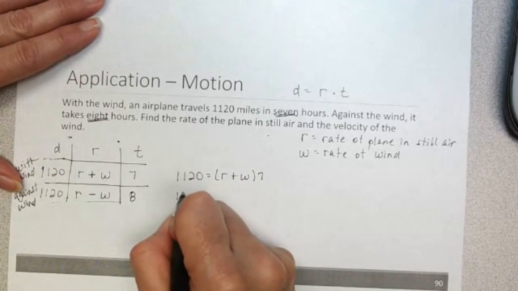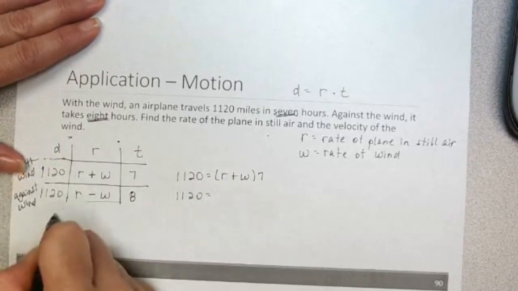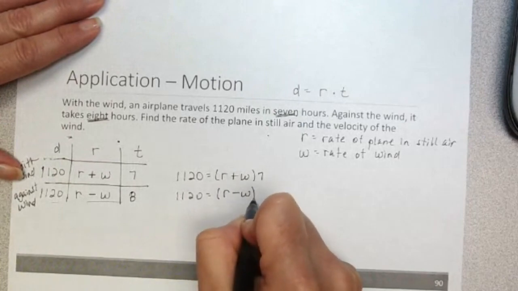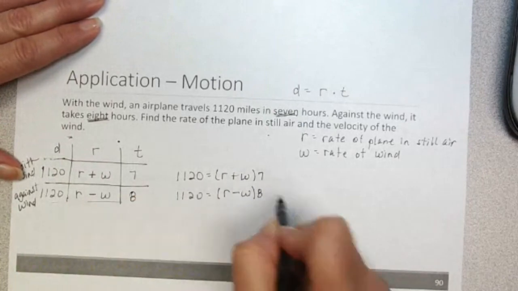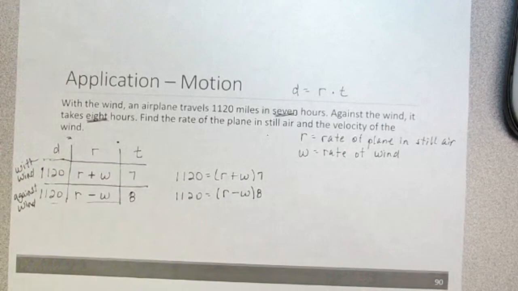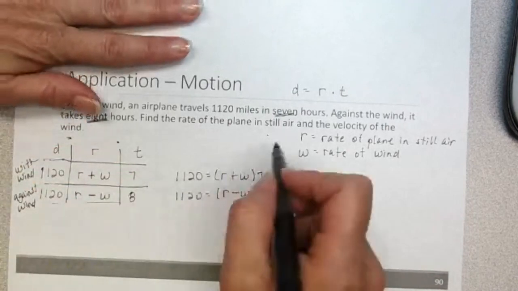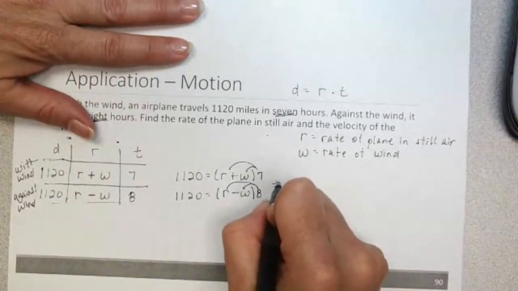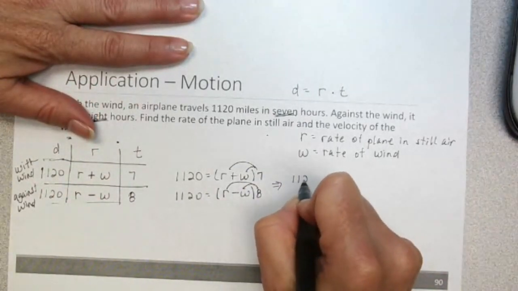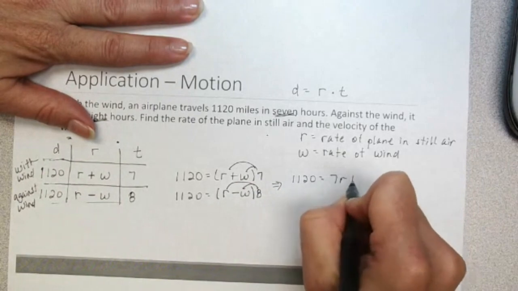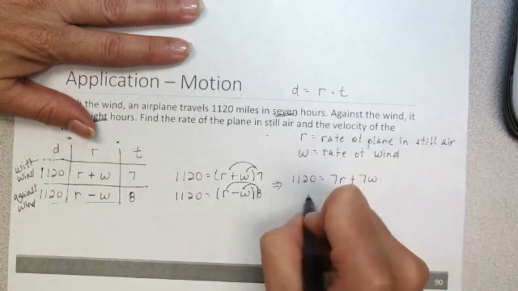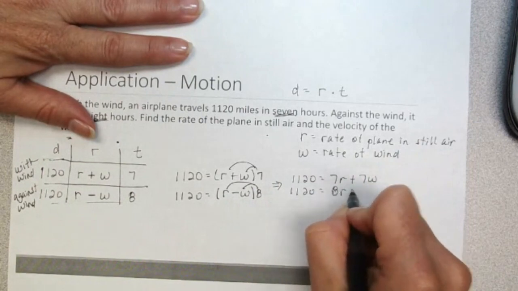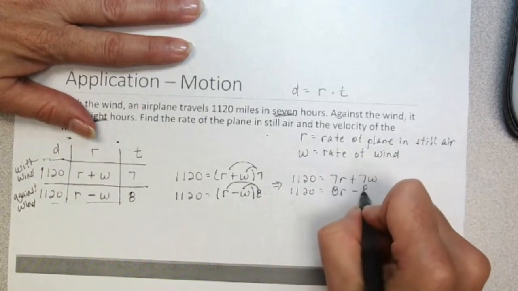The second equation, that same distance, 1120, against the wind, that wind is fighting it. So the rate here is going to mean R minus W times, and of course it takes longer, 8 hours. Times 8 hours. Okay, so there's our two equations. Now we can simplify this. Let's distribute the 7 here. Let's distribute the 8 here and simplify this. When we simplify it, we get 1120 equals 7R plus 7W, and 1120 equals 8R minus 8W.